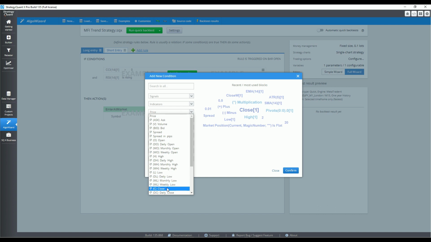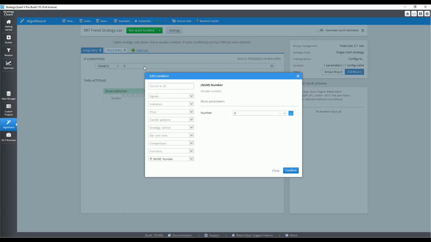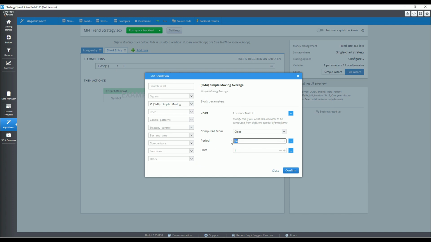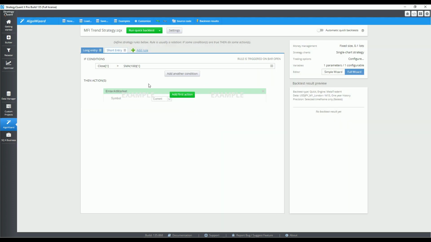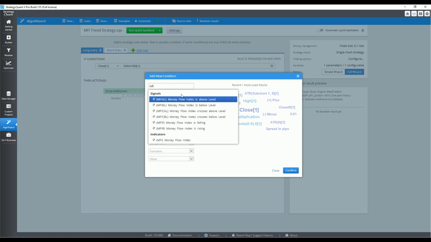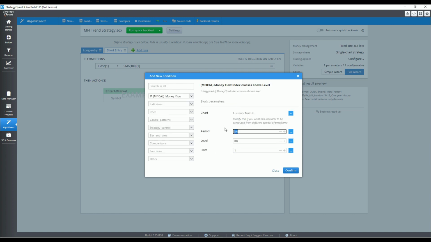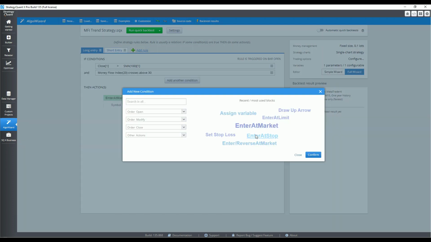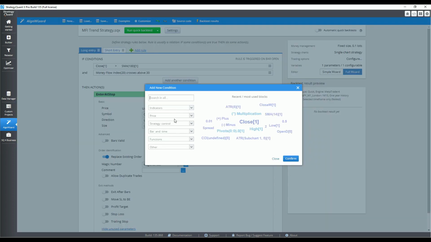First we have the close above SMA condition. Next is the MFI condition. Just search for MFI and you will find a list of pre-programmed conditions. Select the cross above level condition and input the period and threshold. Entry will be on a buy stop at the previous high, which will be valid for 3 bars.